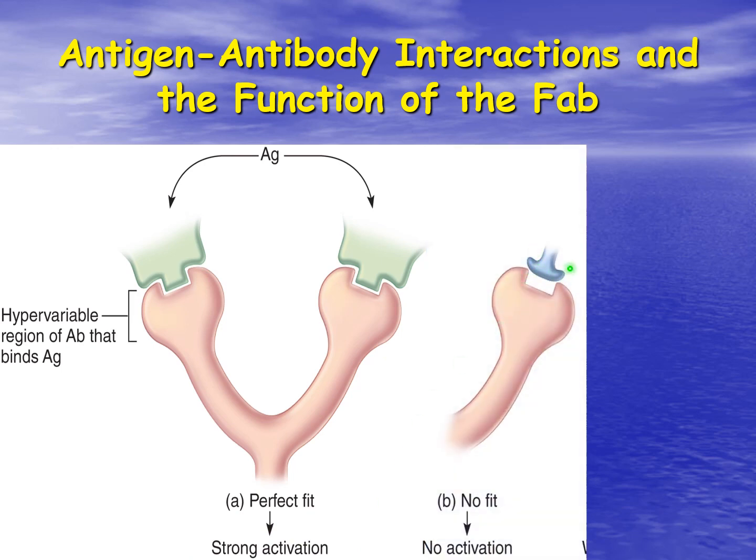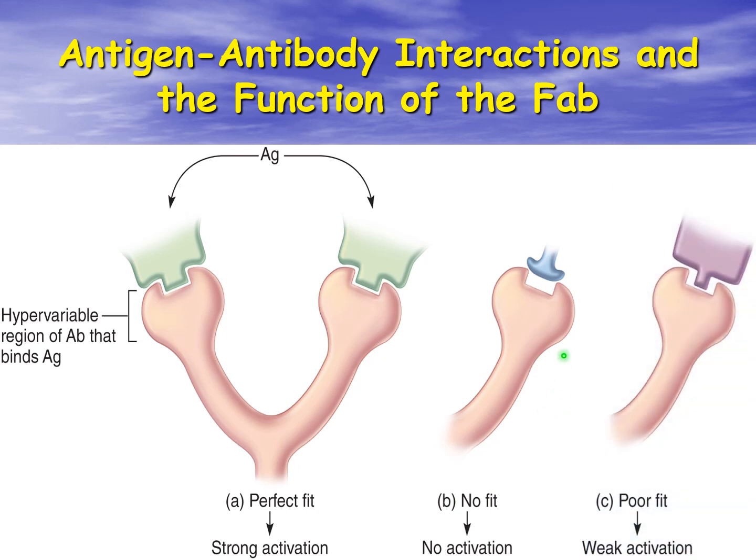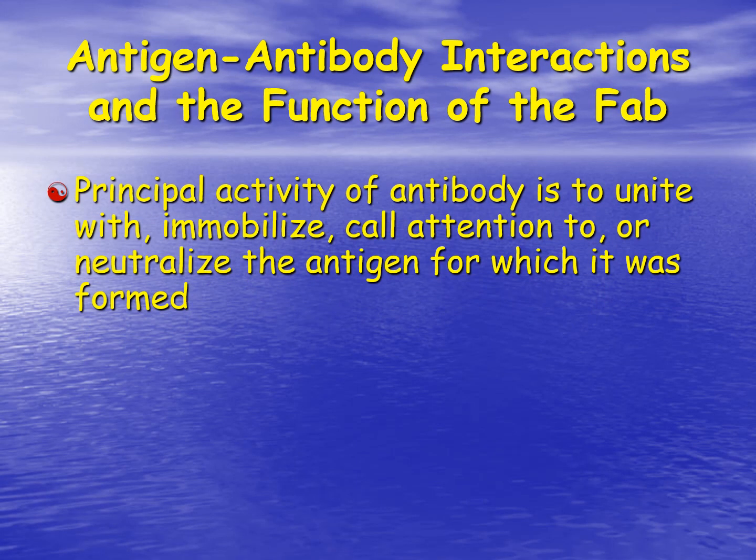Whereas this one will not fit at all into the amino acid sequence, and so there's no activation of that antibody. And this one almost fits but not quite, and so we get a very weak activation of the antigen-antibody complex. The antigen-antibody interaction is the principal activity of the antibody, and this is to unite with, immobilize, call attention to, or otherwise neutralize the antigen for which the antibody was formed.